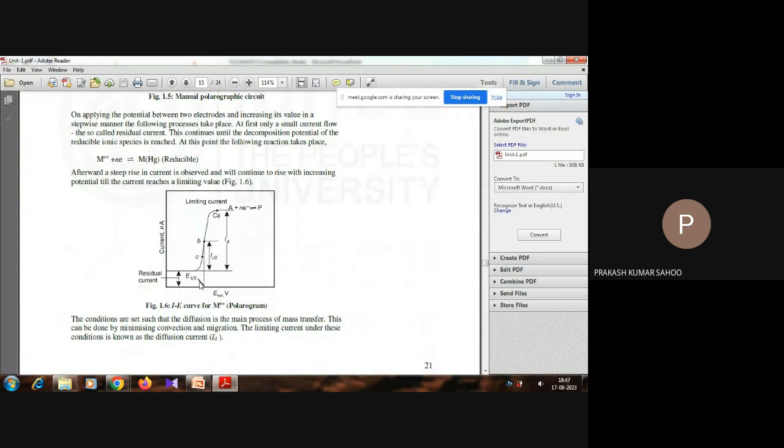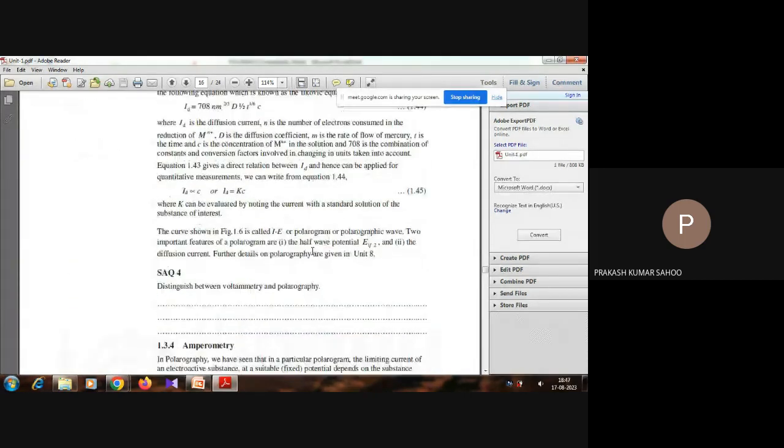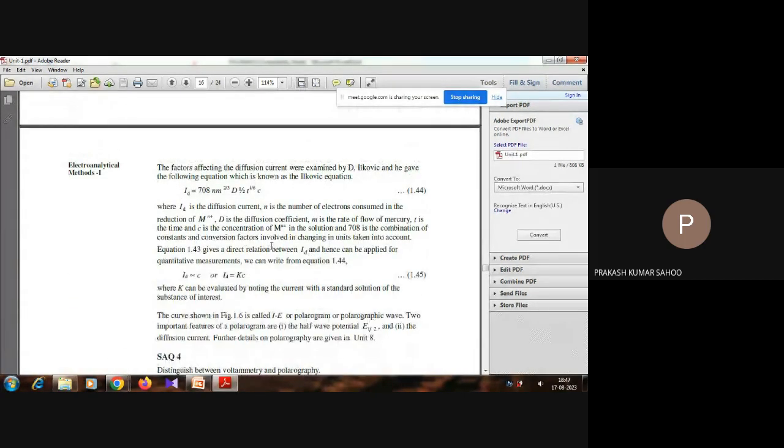Another important equation is the Ilkovic equation. This is the Ilkovic equation, given by D. Ilkovic, and the equation is ID equals 708 n m^(2/3) D^(1/2) t^(1/6) C, where ID is the diffusion current, n is the number of electrons transferred, and m is the rate of flow of mercury, and this is related to polarography. Okay, we will discuss it in detail in our next classes.